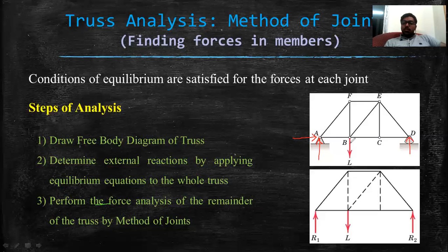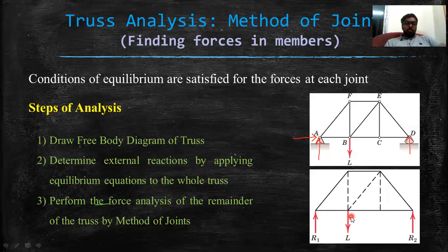So when we apply sum of Fx equals 0, that is, the sum of all the horizontal forces equals 0, you can see from this figure that other than the horizontal reactive force at A, there are no other horizontal forces. So ultimately this force will become zero. And as this is becoming zero, our free body diagram will look like this. R1 is the vertical reaction at joint A, R2 is the vertical reaction at joint D, and L is the applied external load. So this is the free body diagram of this particular plain truss.